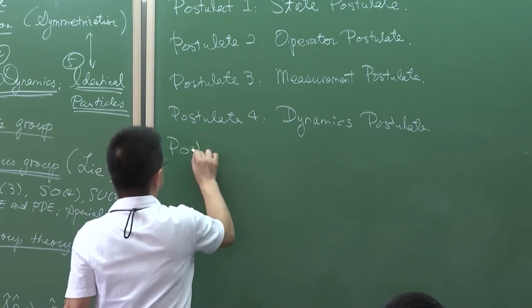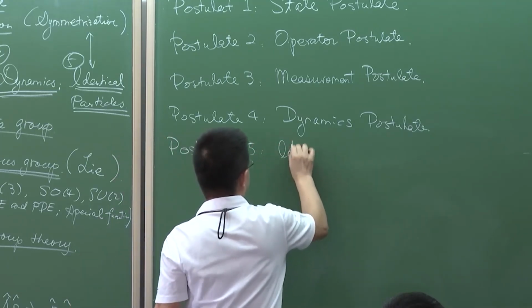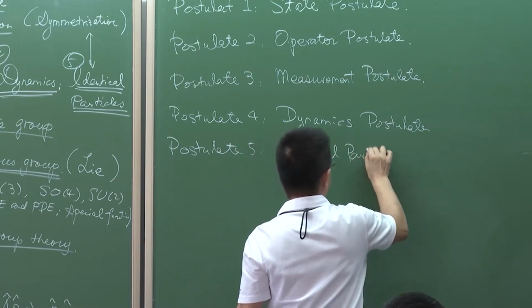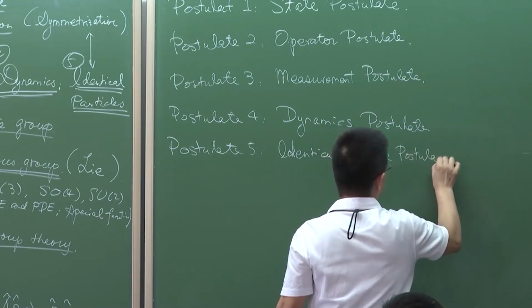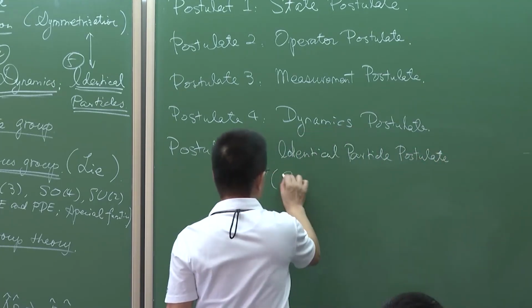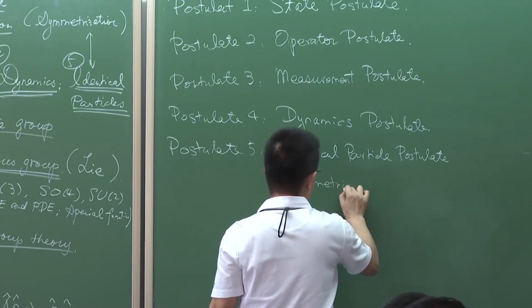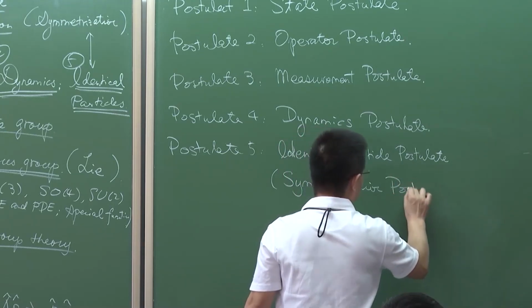And postulate 5, the identical particle postulate. And it is also called the symmetrization postulate.